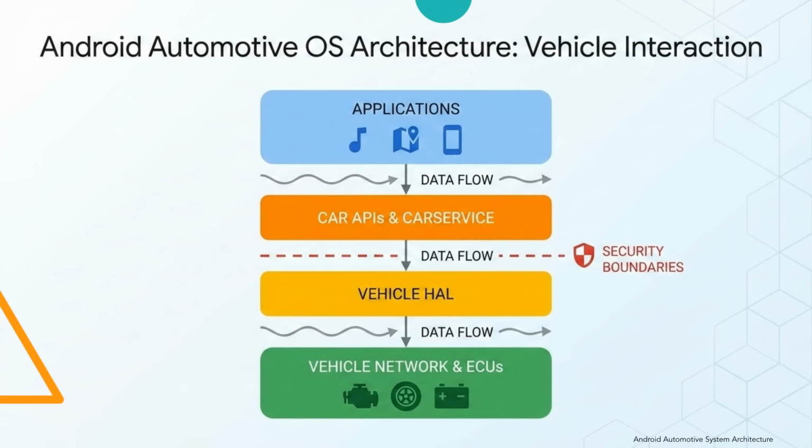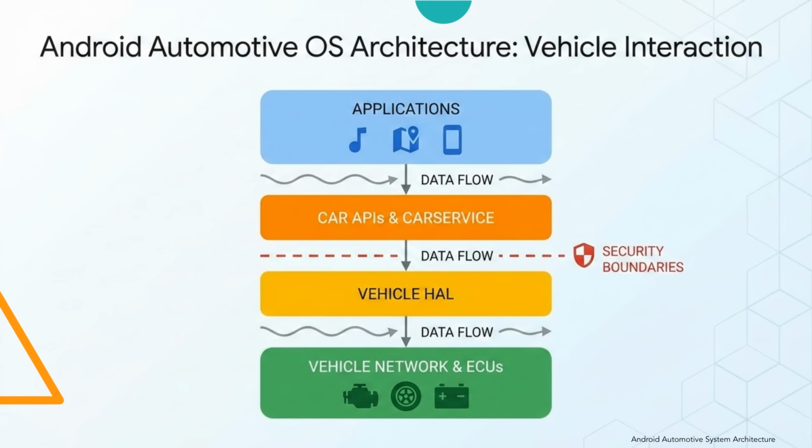In this lecture, we will build a clear, layered understanding of how Android Automotive interacts with real vehicle systems. We will first establish the complete software stack, starting from applications, moving down to the vehicle network. Then we will introduce automotive-specific components such as car APIs, car service, and vehicle HAL.